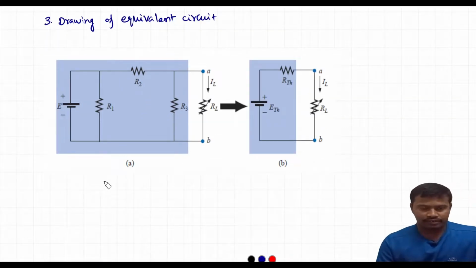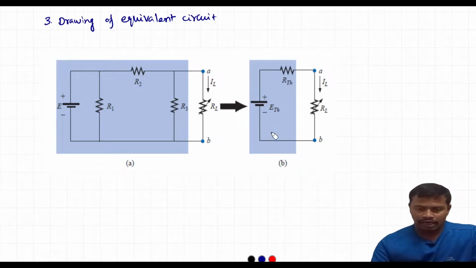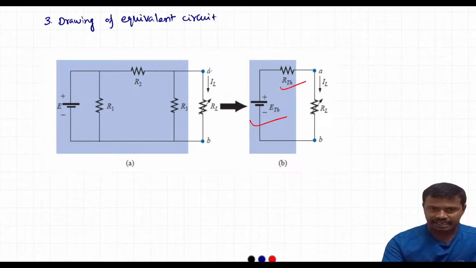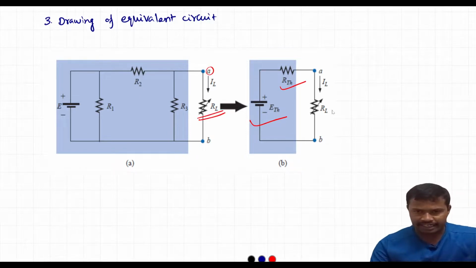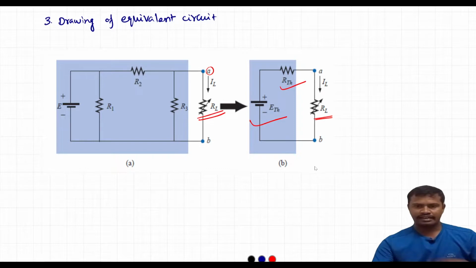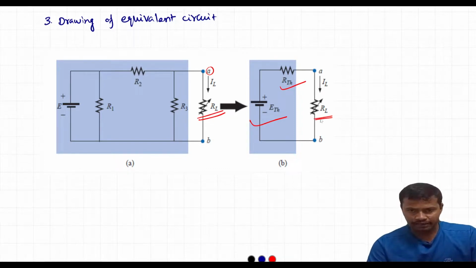For drawing this equivalent circuit, this is the original circuit and this is the equivalent circuit. We have found the ETH value, we have found the RTH value. Now we have drawn it like this. At the terminals A and B, initially we removed the resistor RL, now we need to connect it back. When we connect the RL back, the current flowing through the variable resistor can be easily found.